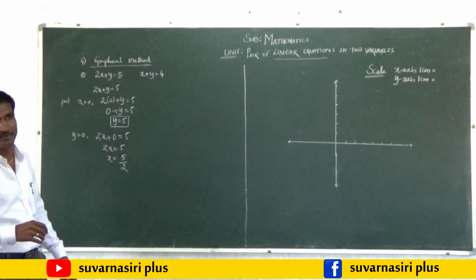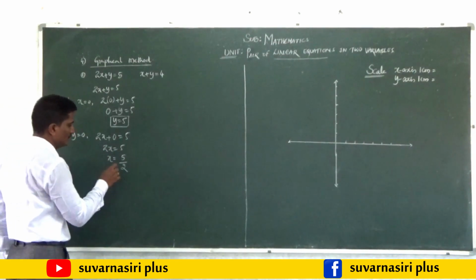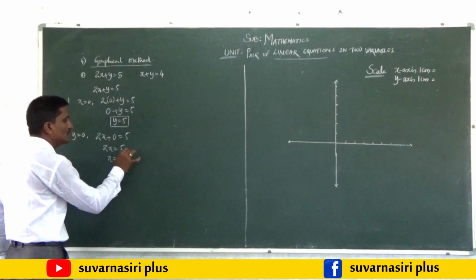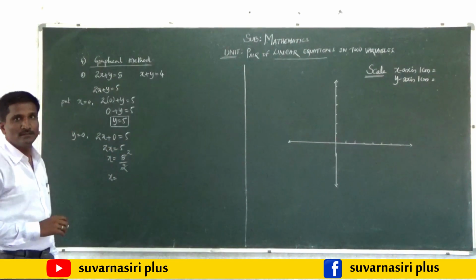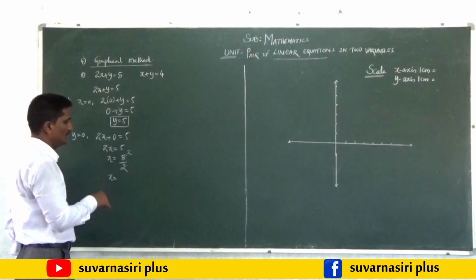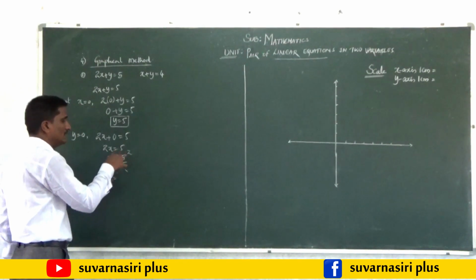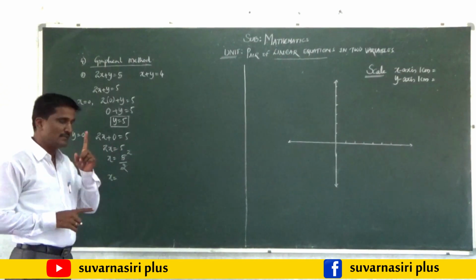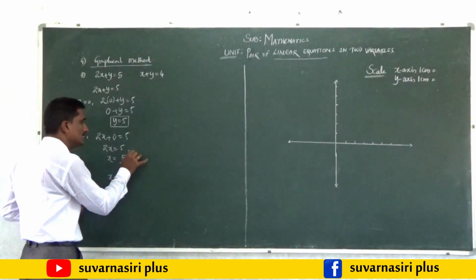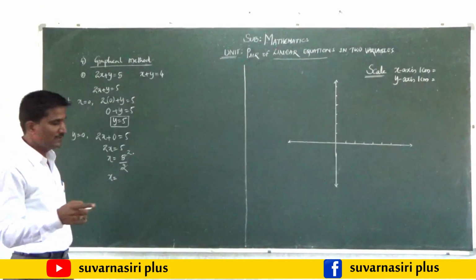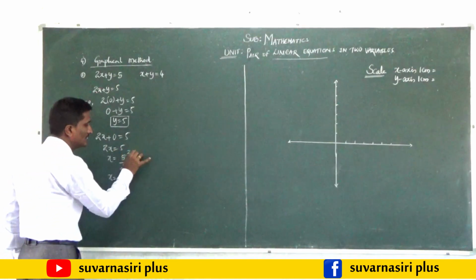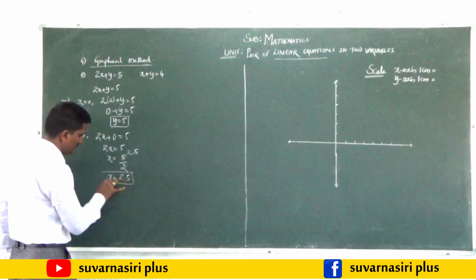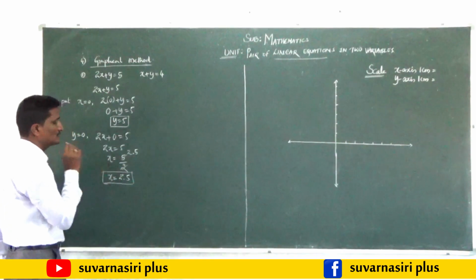Here 2 comes to the denominator. 5 by 2, we have to divide this. x is equal to 2 1s are 2, 2 2s are 4. Again, you get 1 remaining. 2 2s are 4, 1 left. Take the decimal point, that becomes 10. So 2 5s are 10. 2.5. So that's the value, we have 2.5.